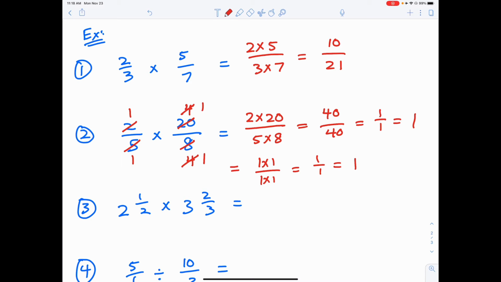Now, a lot of times students, when they reduce, they tend to forget that everything gets reduced down to 1. They assume that it becomes 0, right? And then they get the wrong answer. So make sure that when you reduce, they only go down to 1.